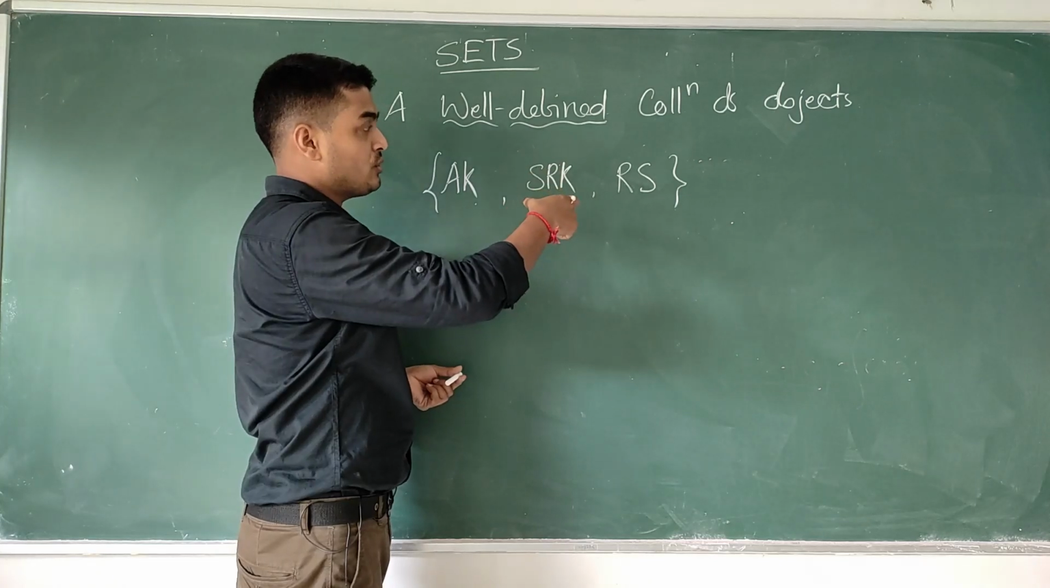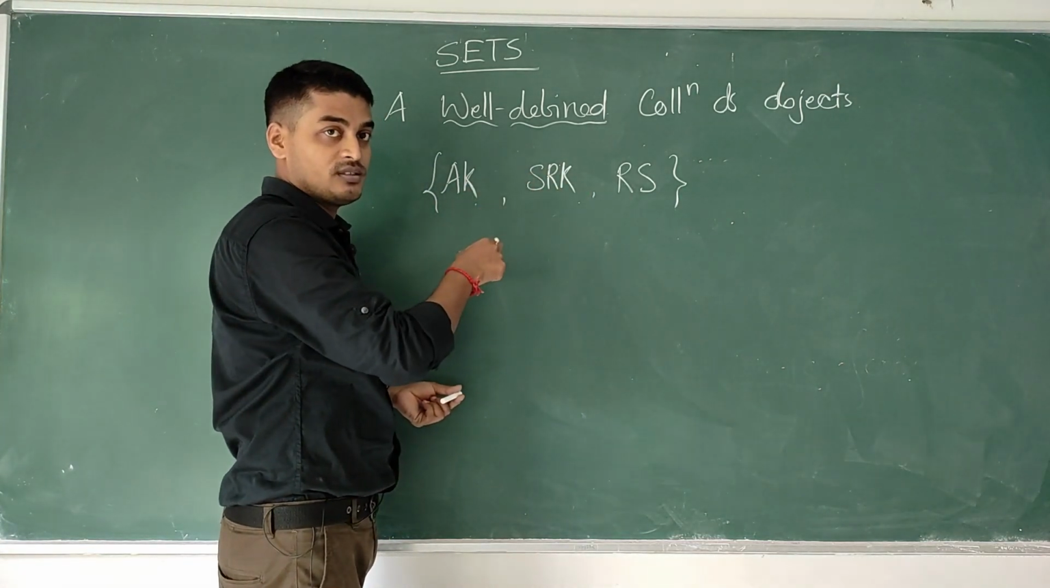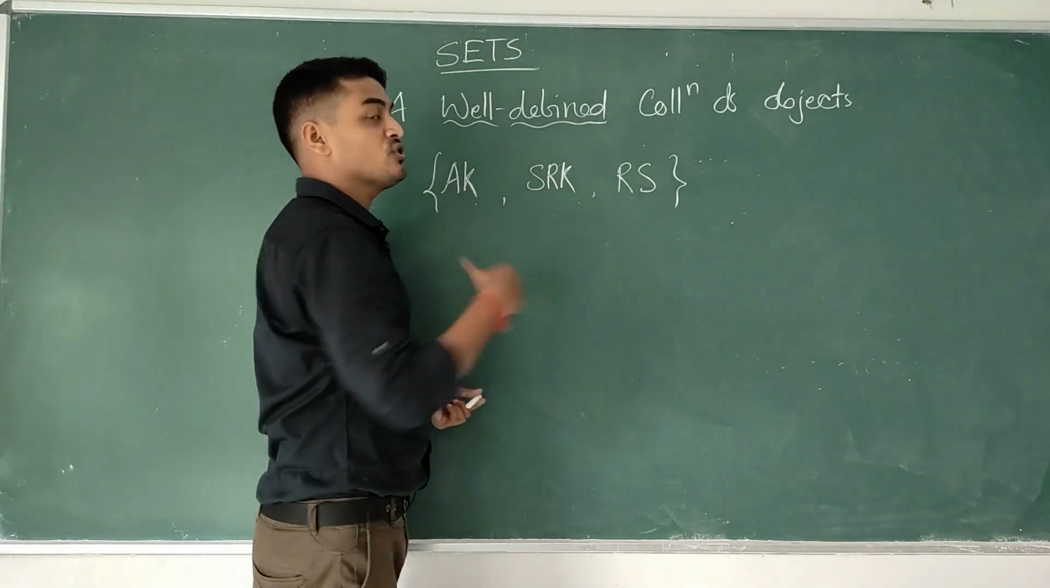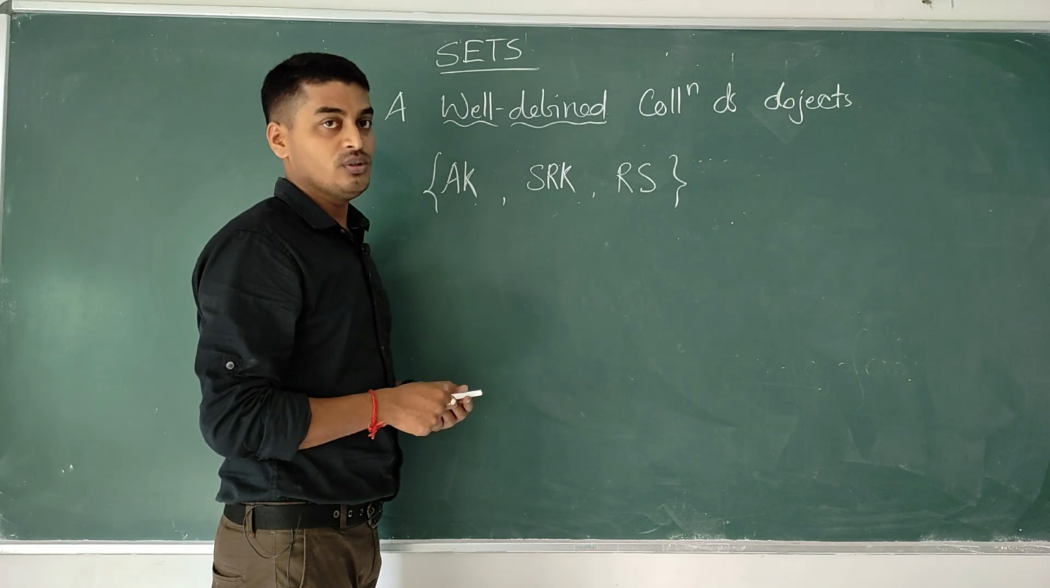The collection's members, these are known as objects of this collection. When the objects vary from person to person, that collection can never be a well defined collection.